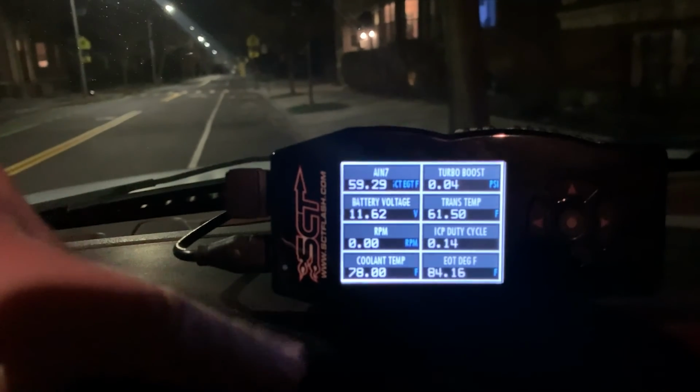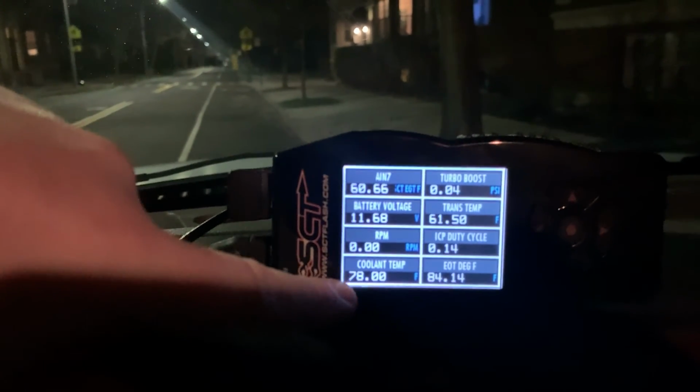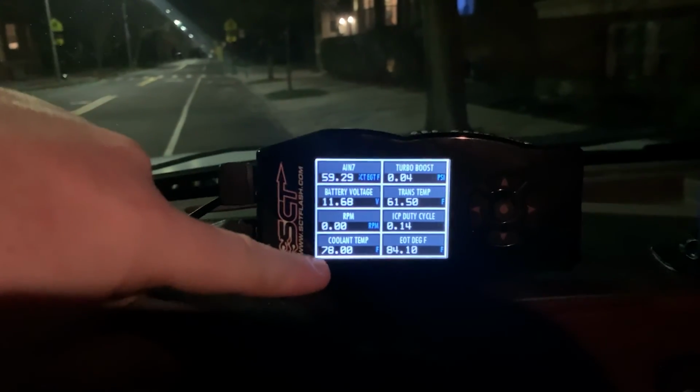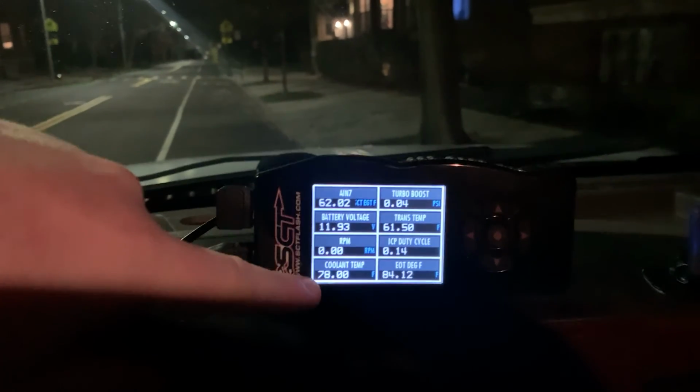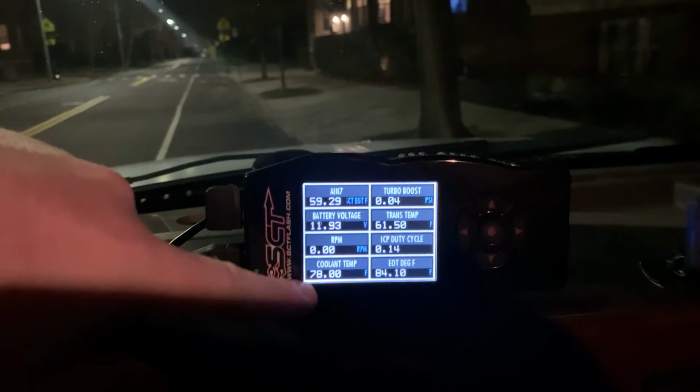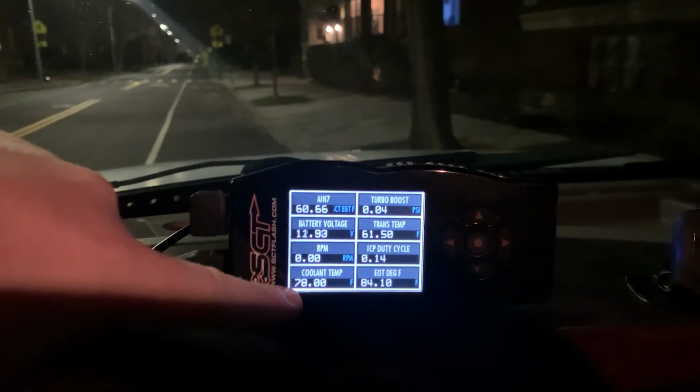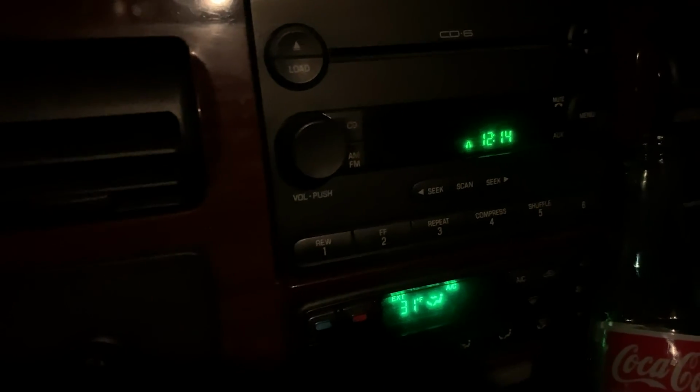Something that's important to note is that this will only measure in 2 degree increments. So it'll measure 76 or 80. Our guess looks pretty good. And here again you can see 31 degrees out.